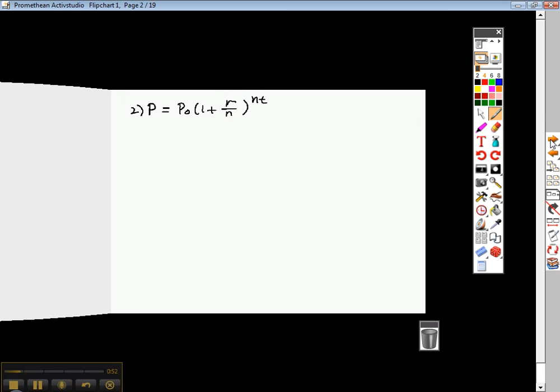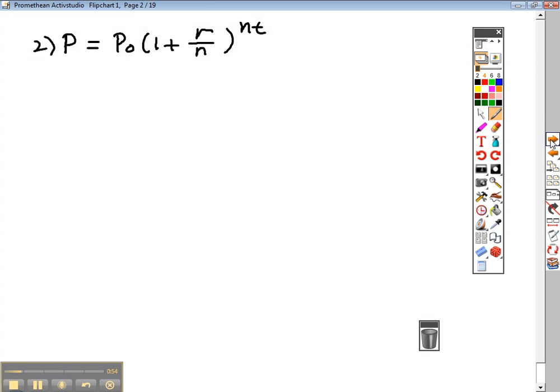Let's look at problem 2, which is a similar question. It says how much money must be deposited in an account paying 8% interest. So I know that the rate is 8%. Compounded quarterly, so that tells me that n equals 4. And after 10 years, so that tells me t equals 10. And let's see, have a balance of 1,000. So I want 1,000 in the end.